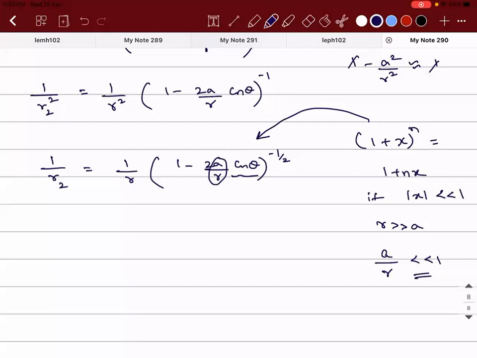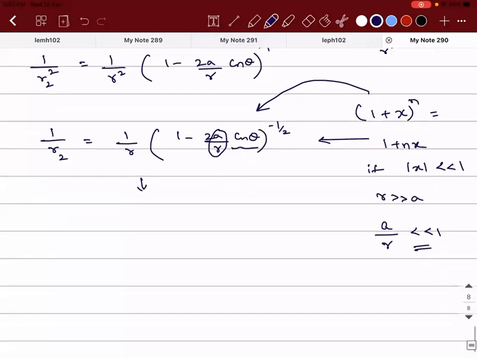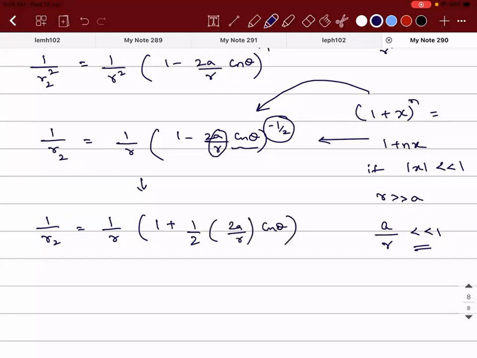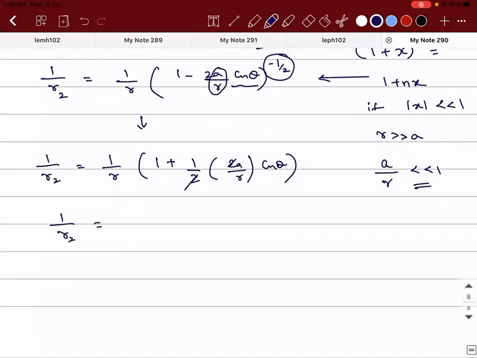Because it is of what format? 1 minus a number which is very small, raised to the power of some n. Here n need not be an integer, it can be a rational number also. So if I have to apply this rule here, how should I write this step? 1 by R2 is equal to 1 by R into 1 minus is already there. Here you have minus half. So what will happen? 1 plus half into 2a by R cos theta. Did you get that? Half is the power that has come. So 2 and 2 will get cancelled. Then 1 by R2 will be equal to 1 by R into 1 plus a cos theta divided by R. Let this be equation number 2.